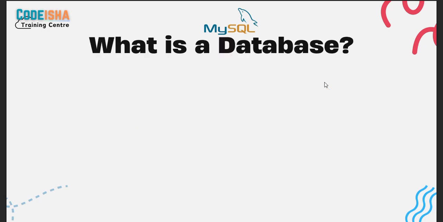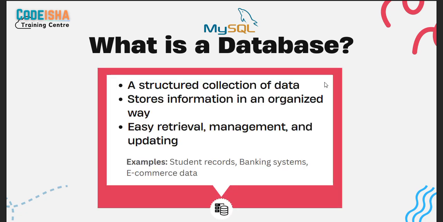So coming to what is a database. A structured collection of data. It stores information in an organized way. In a database we can easily retrieve, manage and update the data. Examples are student records, banking systems data, and e-commerce data. We can also use a database for product items data, and for various types of business requirements.